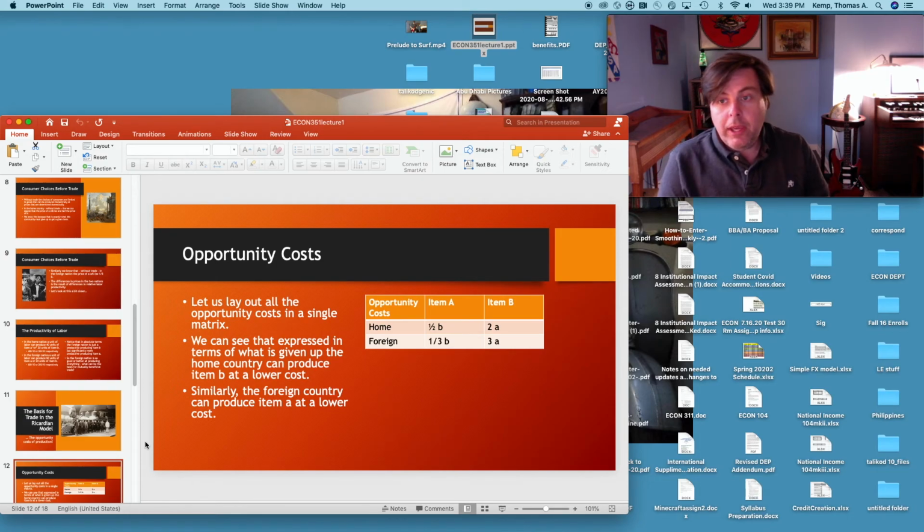So we would say, because the foreign country gives up less when it produces item A, it has a comparative advantage in that. Okay, what does comparative advantage mean? It's just a fancy way of saying they can produce at a lower opportunity cost. In other words, they give up less to produce a given quantity of that thing, right?